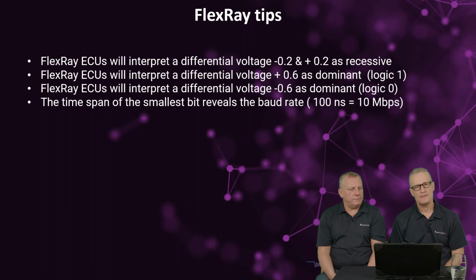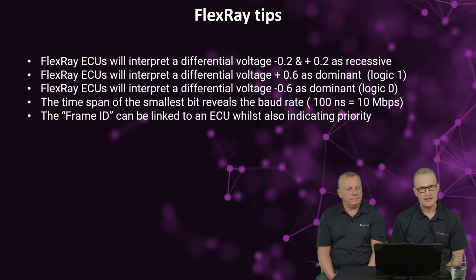The time span of the smallest bit reveals the baud rate. So am I measuring the right network? If you've got a smallest bit that's 100 nanoseconds, that's not likely to be CAN. So that is FlexRay territory.